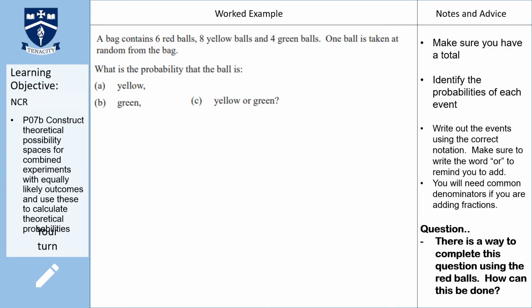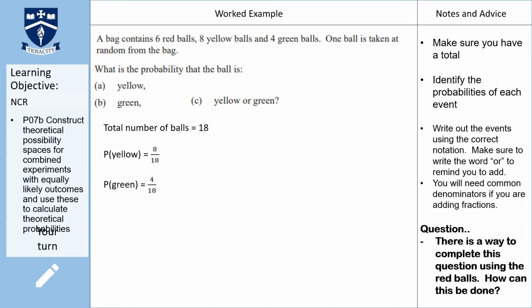So let's look at an example here. I've got this bag here. It contains 6 red balls, 8 yellow balls, 4 green balls. One is taken at random, and we can start off with questions A and B here as we did in previous lessons. So first of all we find our total number of balls, which in this case is 18. So the probability of our yellow is very simply 8 out of 18, and I haven't simplified it because the question hasn't required me to. Green, 4 out of 18. Okay, so those are those two separate events.